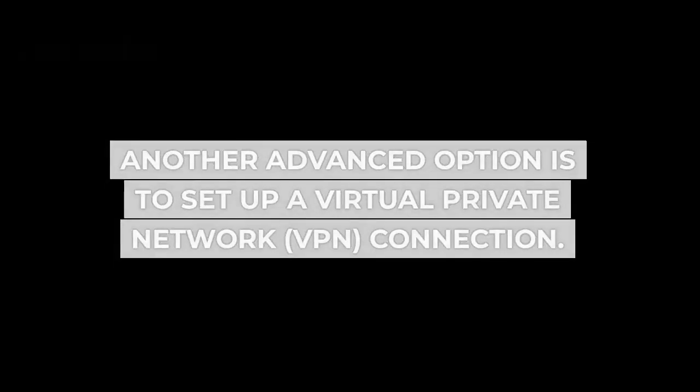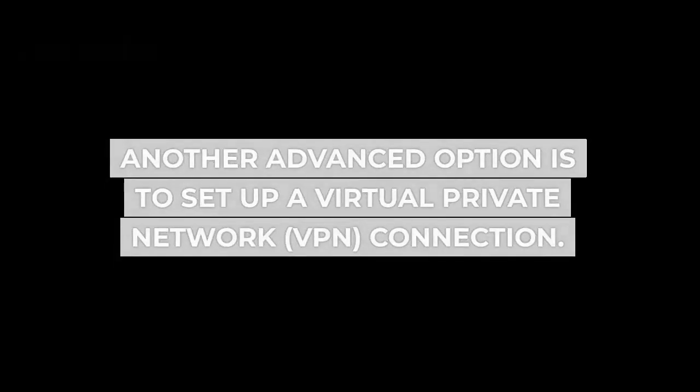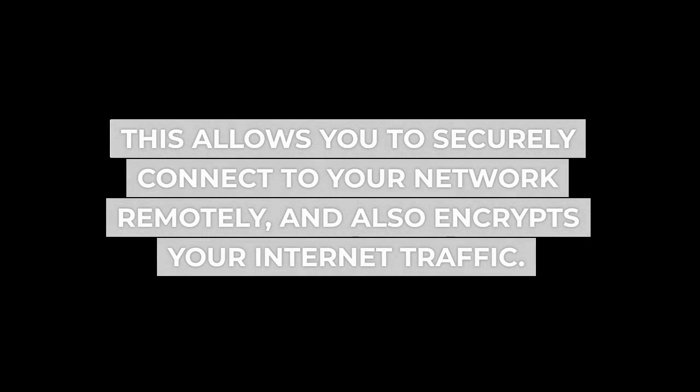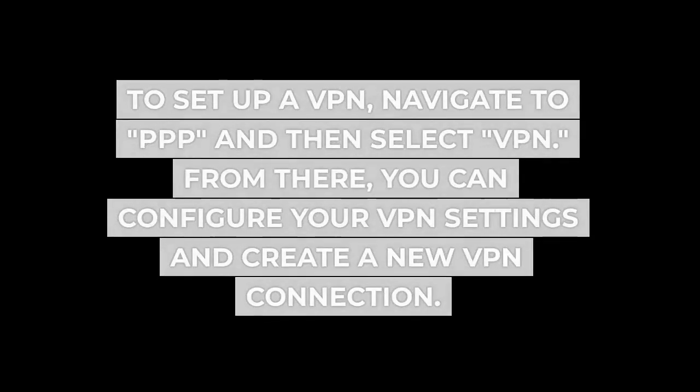VPN. Another advanced option is to set up a virtual private network, VPN, connection. This allows you to securely connect to your network remotely and also encrypts your internet traffic. To set up a VPN, navigate to PPP and then select VPN. From there, you can configure your VPN settings and create a new VPN connection.